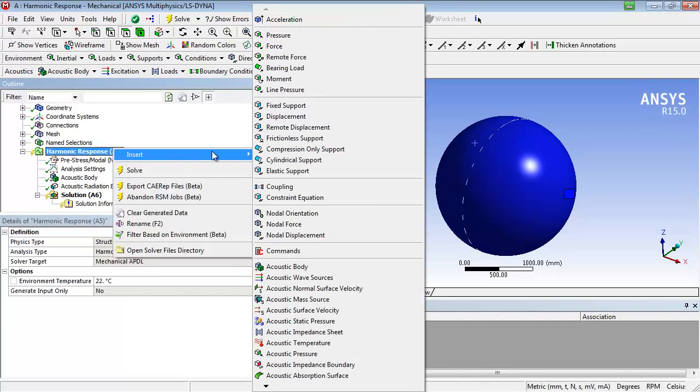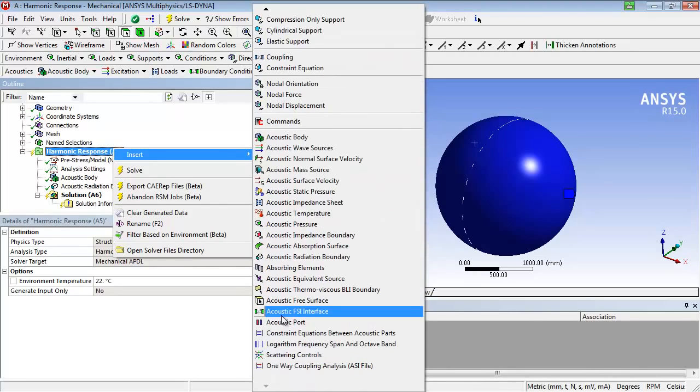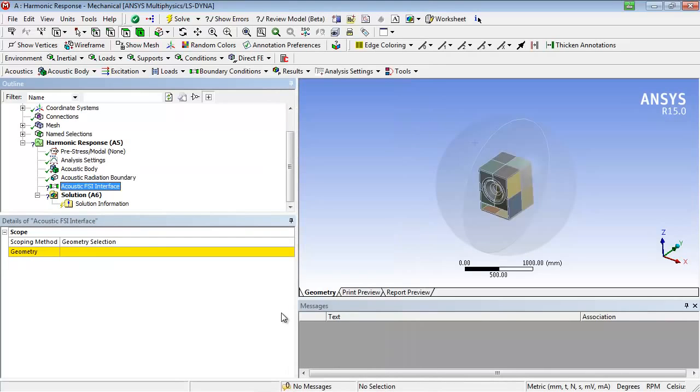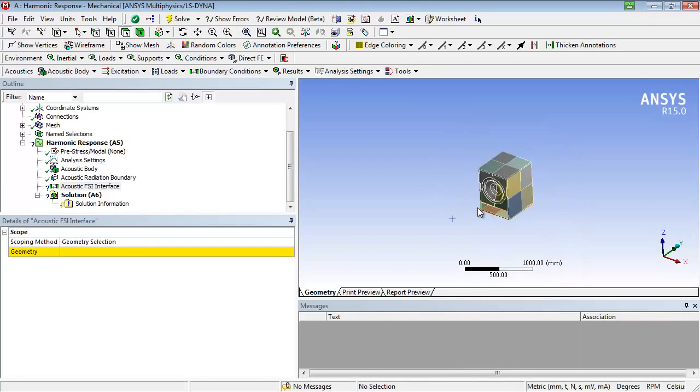Then, the acoustic FSI interface is created. Therefore, all wall faces of the case have to be selected. The intended strong coupled solution means that both displacement and pressure degrees of freedom are solved simultaneously.